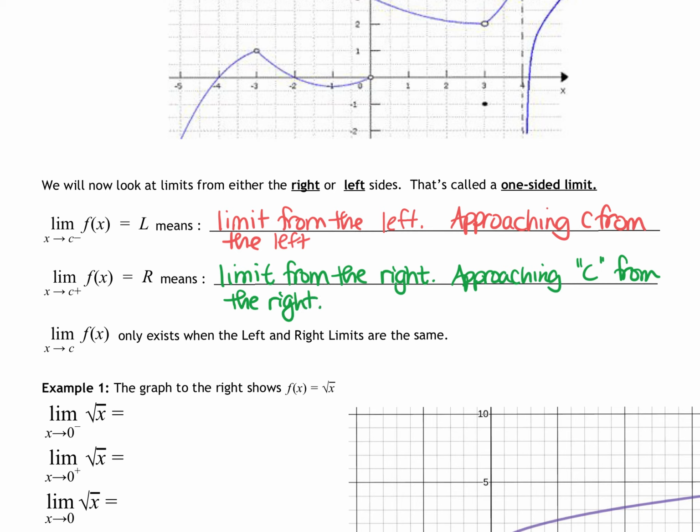All right. So when I look at the left and right side limit, it's helpful because if the left side limit is 2 and the right side limit is also 2, then I know that my limit overall will exist. And that's the only time it can happen. So we can have this limit when x approaches C exist only if L and R are the same. So if L equals R, our limit overall will exist.